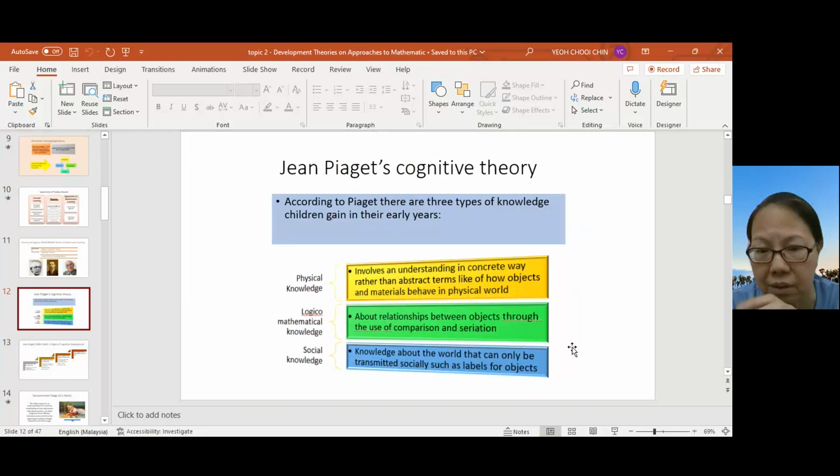They are related. Third, social knowledge is knowledge about the world that can only be transmitted socially, such as labels for objects. Social knowledge is how they learn, for example, they saw these numbers all over the kindergarten, 1 to 100. Or they walk by a shop where they sell number plates and saw the numbers there. So it's social knowledge from the labels they learn.